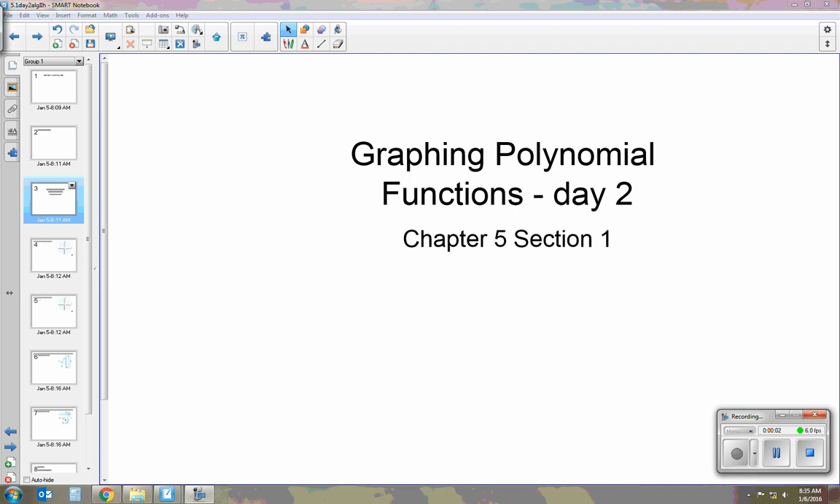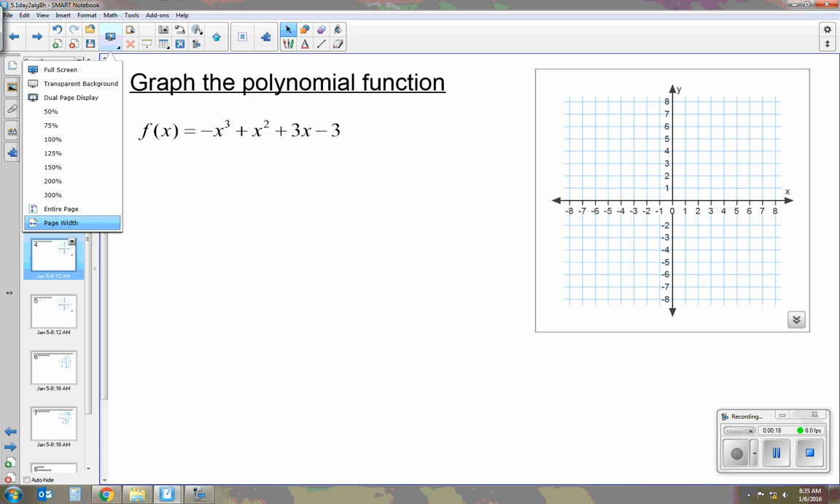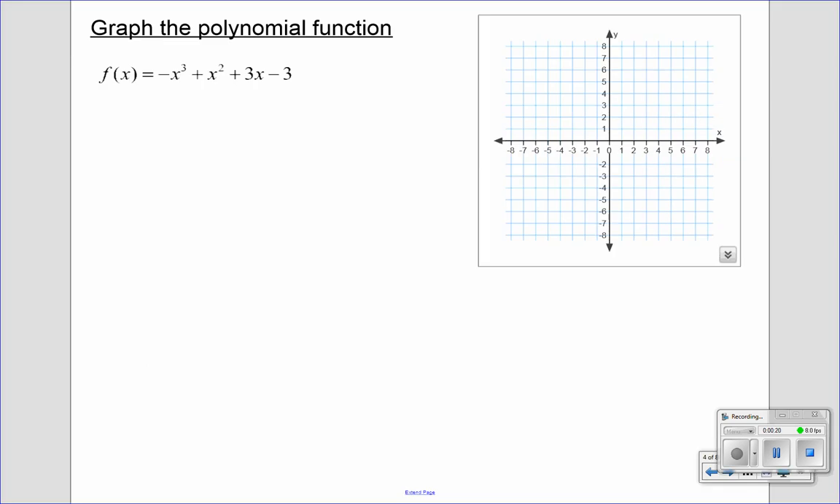We're going to be talking about graphing polynomial functions, and this is day 2. We actually are going to graph a polynomial function, and especially using the end behavior is going to help us out a little bit in actually graphing and finding the shape of the polynomial. All right, so we have a polynomial function right here. It's negative x to the third plus x squared plus 3x minus 3. So this is in standard form, so we can go ahead and start graphing.